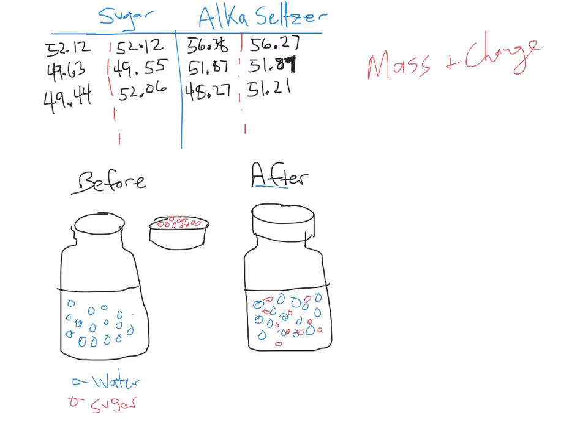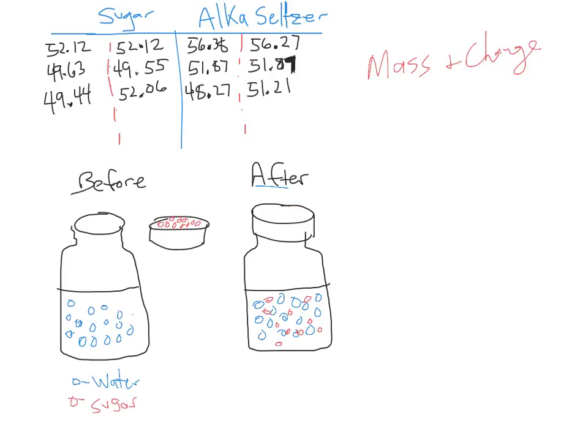So at this point, if you think about it, and then you look at what's going on here, we have the same exact mass before and after. We have 15 water particles here, 15 water particles here. We have 10 sugar particles here, we have 10 sugar particles here. That indicates that our mass has not changed. Everything we started with, we have ended with.